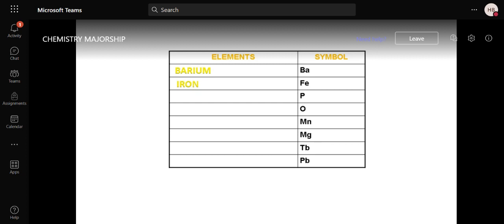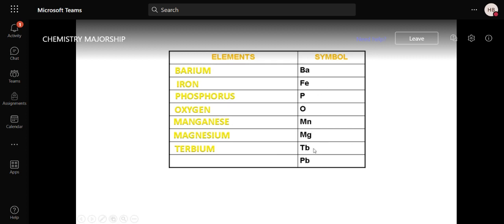Okay. Next, we have P is phosphorus. Of course, oxygen. Mn is manganese. Mg is magnesium. Tb is terbium, and Pb is, yan. So, ito na nasama dito, nakakaiba ang names ay si Pb at saka si Fe.